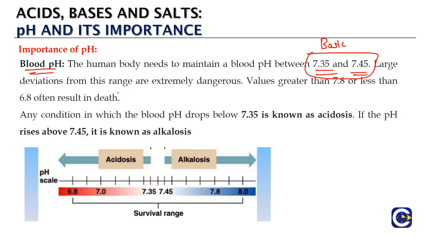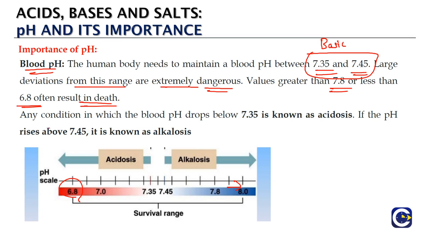And if there are large deviations from this range, then it is going to be extremely dangerous, because the properties of the blood will be changed. If you have a large deviation, meaning a value less than 6.8 or more than 7.8, then it can even result in death. So that is how critical it is to maintain the pH in that particular range, so that the blood will have its properties.